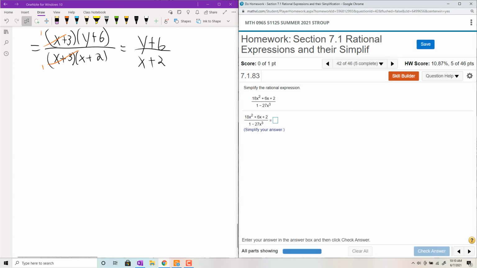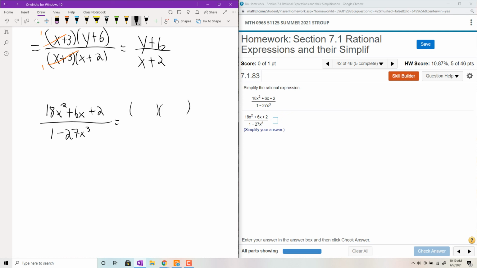This guy looks like maybe we have a cubic issue in the denominator. Seems pretty simple. Let's see, 18x squared plus 16 plus 6x plus 2 all over 1 minus 27x cubed. Okay, so maybe we can factor the numerator. 9 and 2. I'm thinking you can't.